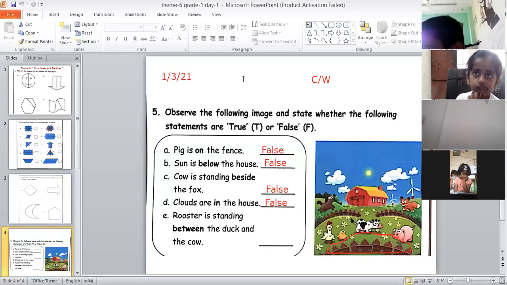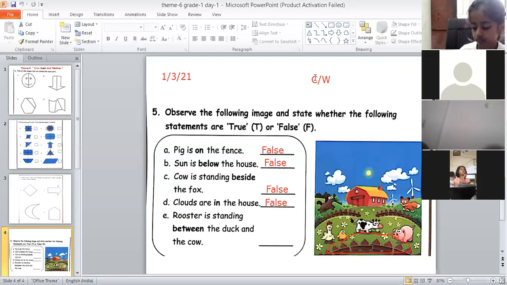Now next statement. Ayansh Gupta. Yes, Ayansh, please read the last statement. Rooster is standing between the duck and the cow. Okay. So now tell me, is this statement true or false? False. The statement is false. Is it? Okay, now, first of all, let us understand what we mean by between.